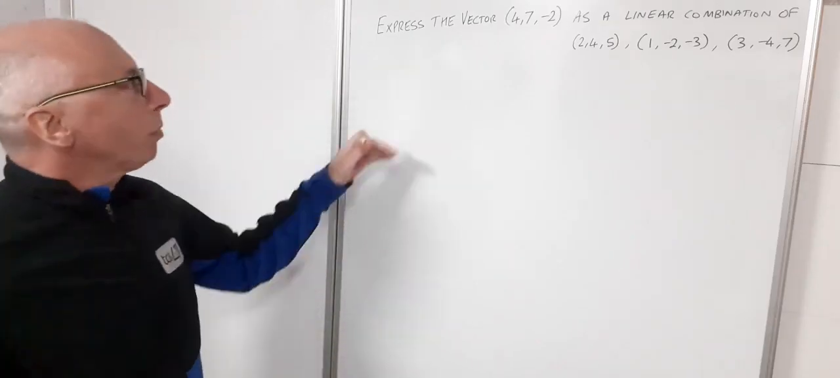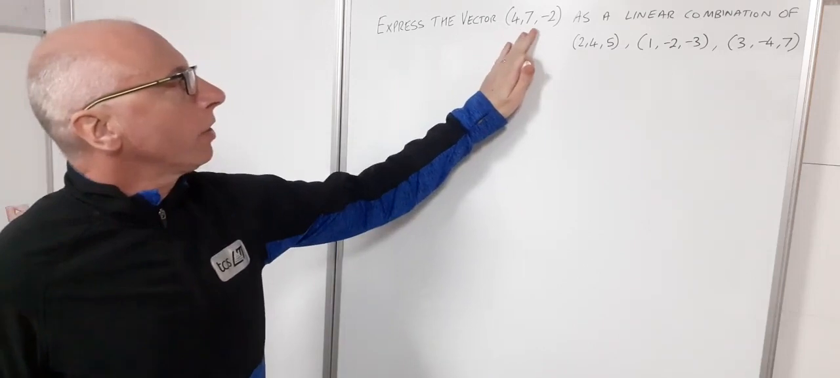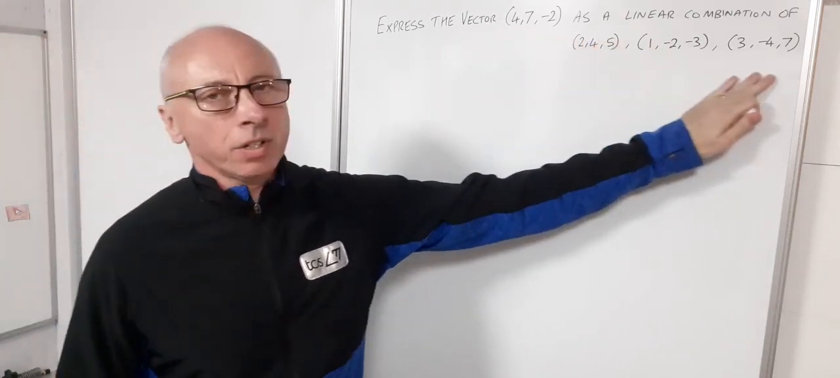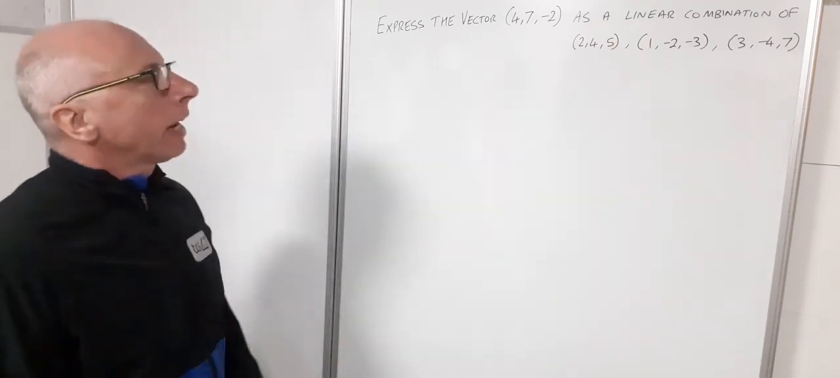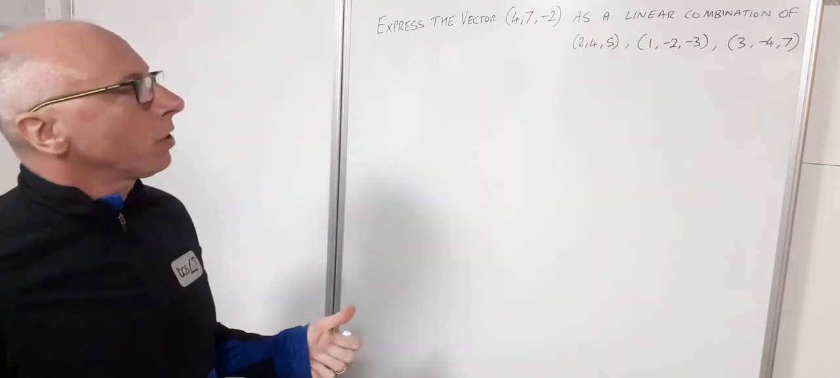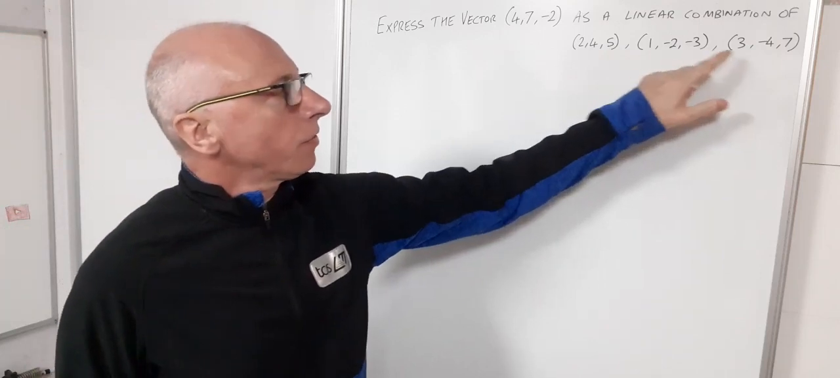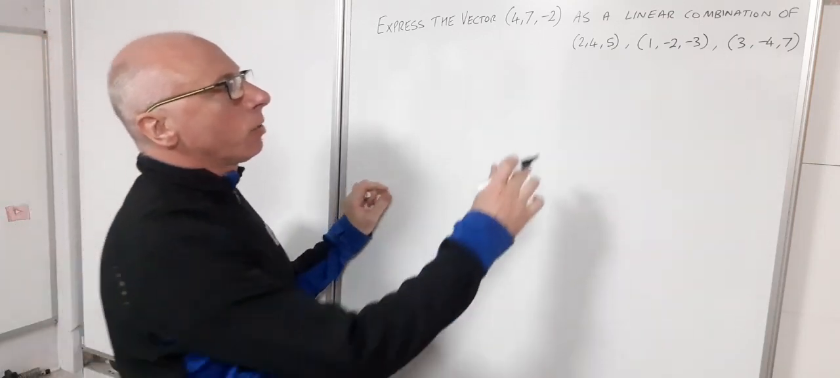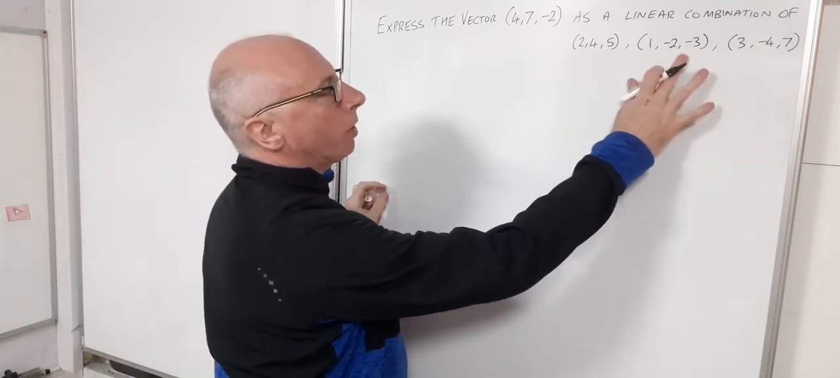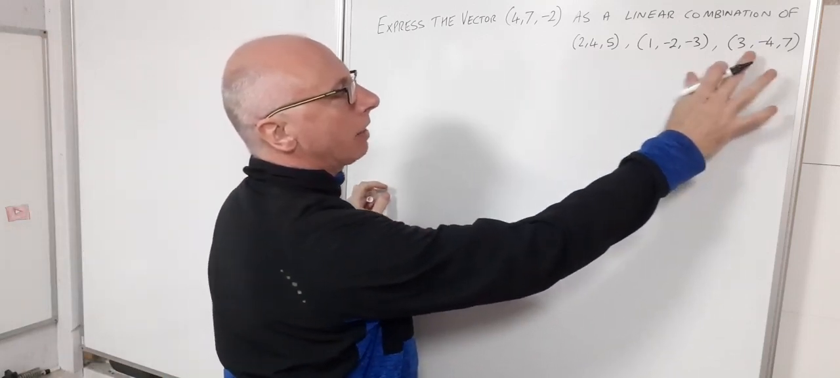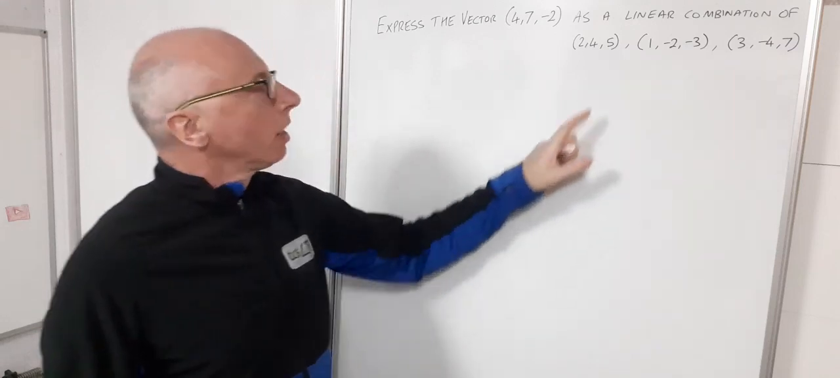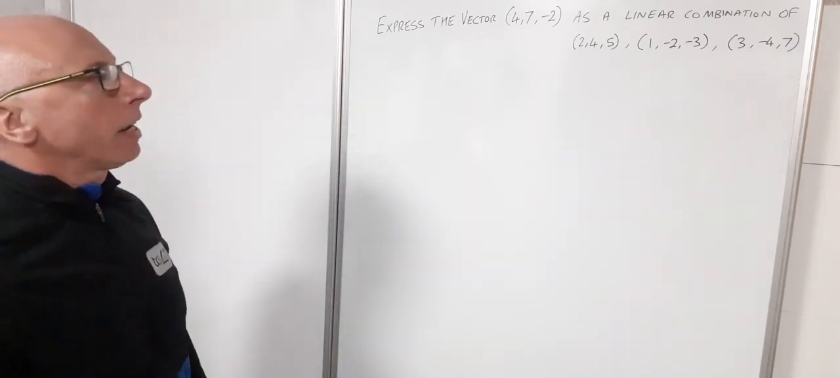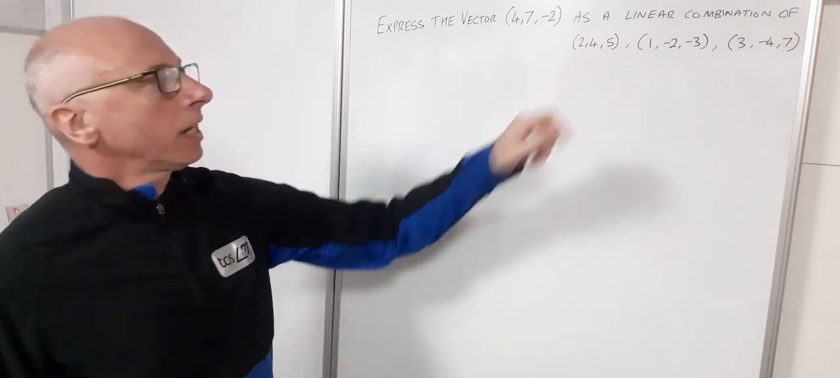So here we want to express this vector, 4, 7 and minus 2, as a linear combination of these three vectors. What we want to do first of all is check that each of these vectors is not a multiple of the others. You can see quite clearly that this one can't be a multiple of this one because of the minuses, and similar here. And this one with this one, that can't be either. So they're not multiples of each other, these three vectors.